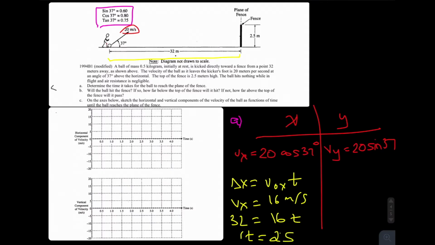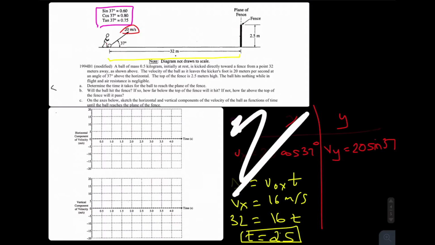So you already just got one of the FRQ questions correct, right? Just by basic formula application there. Okay, let's do part B now. So let me just erase this stuff.